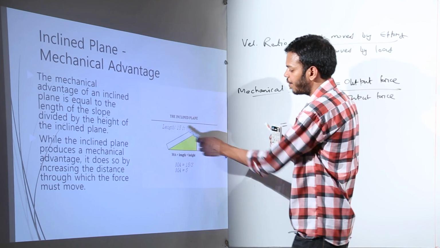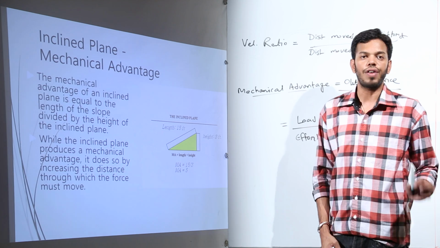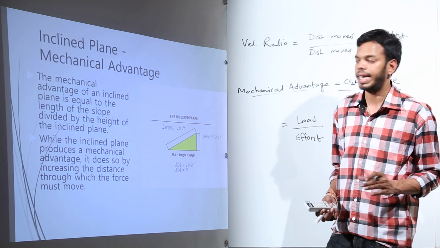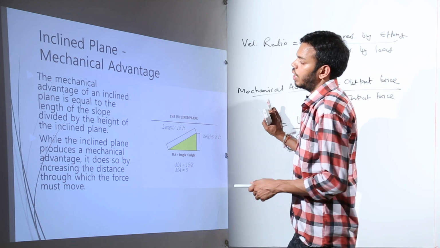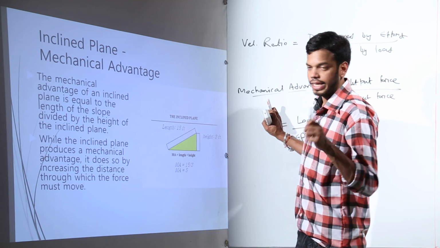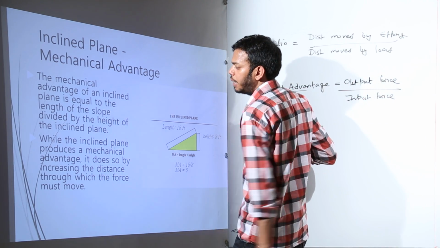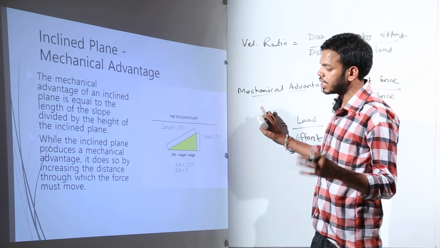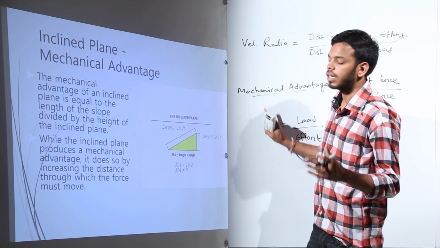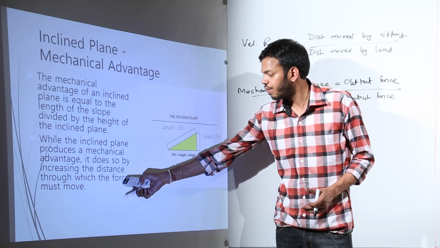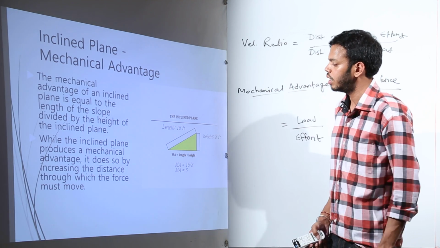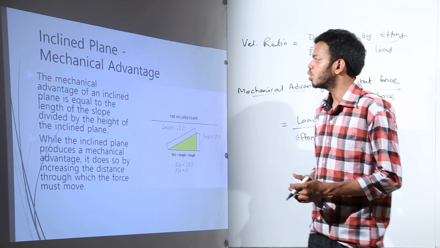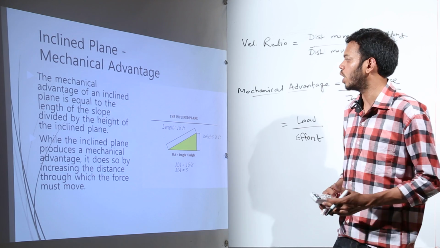So this comes out to be 15 over 3, that is 5. So 5 is the mechanical advantage of this shown inclined plane. Okay, now with the inclined plane, this point is necessary. While the inclined plane produces a mechanical advantage, it does so by increasing the distance through which the force must move. Through which the force, this is not force, this is actually the other body, force on the other body, which the other body is moving. So that is what mechanical advantage is all about.